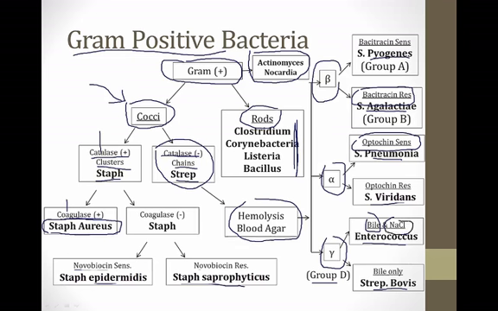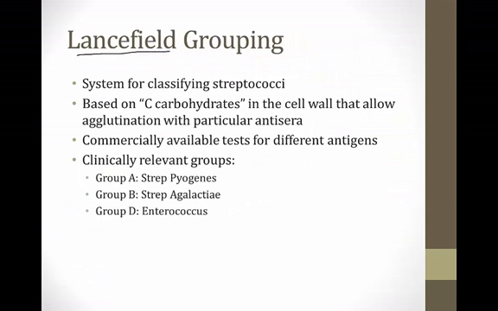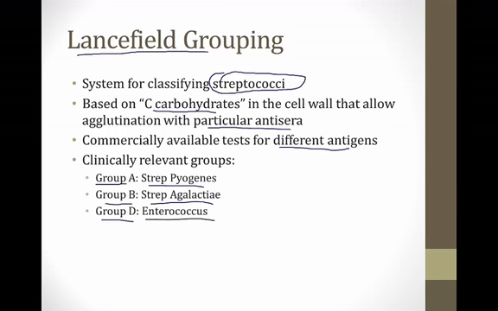So now what we're going to do is go through this in more detail and talk about each of the tests used to distinguish the bacteria. Let me first mention something called Lancefield grouping. This is a system for classifying only streptococci, so not for staph or other bacteria. And it's based on C carbohydrates that are found in the cell wall of streptococci. And when these are present, they will agglutinate specific antisera for that C carbohydrate. And there are lots of commercially available tests for the different C carbohydrate antigens. And there are three clinically relevant groups to the practice of medicine. Group A strep is the strep pyogenes group, Group B is strep agalactiae, and Group D includes Enterococcus. And I mention this now because you'll commonly hear that certain strep are Group A, Group B, or Group D, and you should know that they come from this Lancefield grouping.